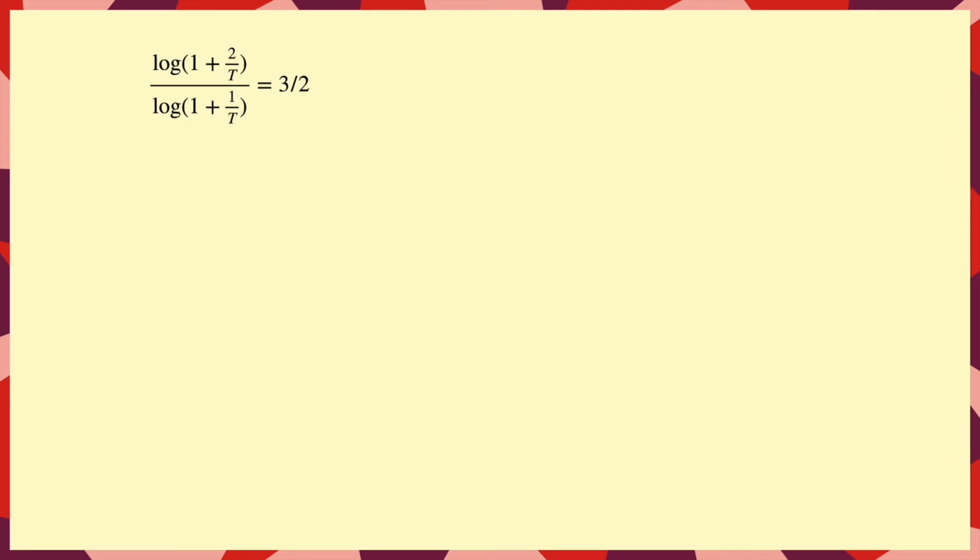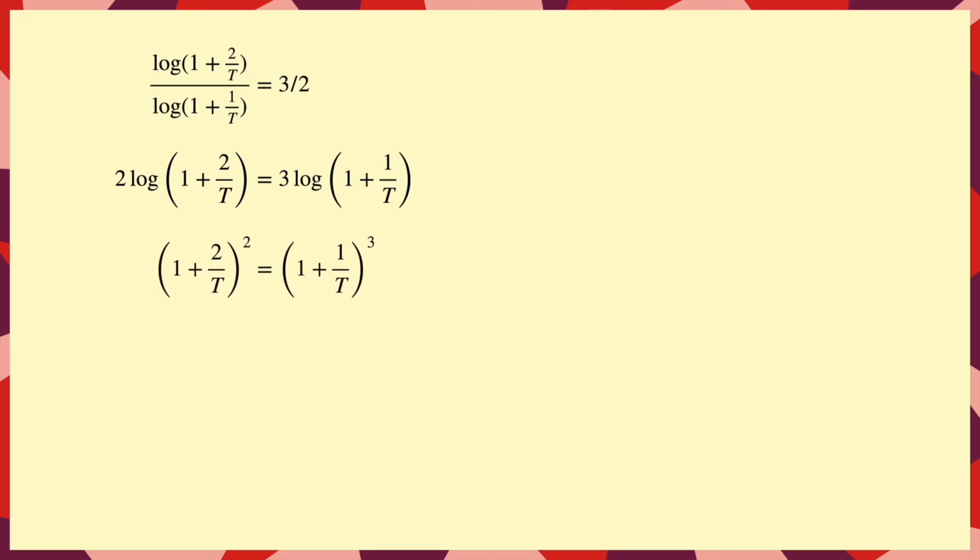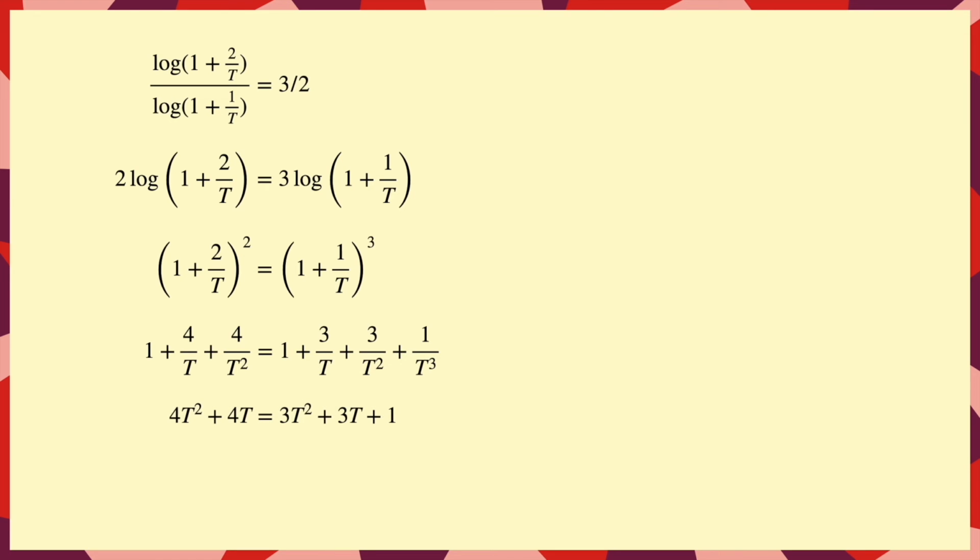Let's start by multiplying to get rid of these fractions, and then to remove these logs, we want to take the exponential of both sides. And when we do that, these coefficients outside the logs become exponents. So we can expand these brackets, cancel terms, and multiply both sides by T cubed, and then we're left with a nice quadratic equation that we can solve.